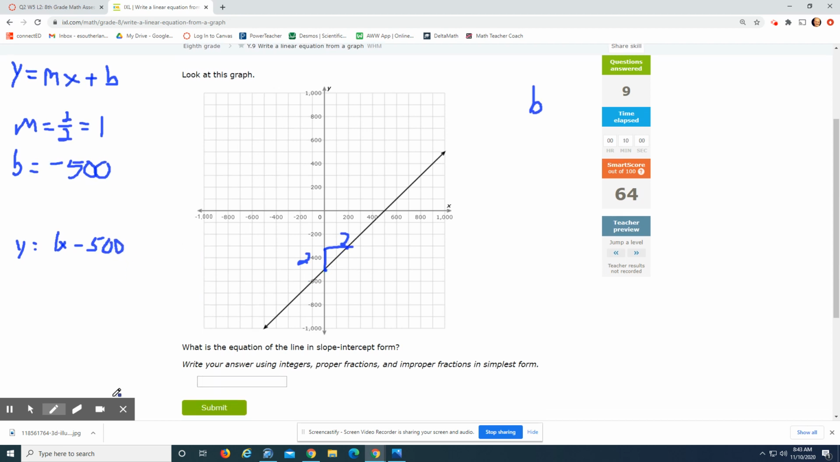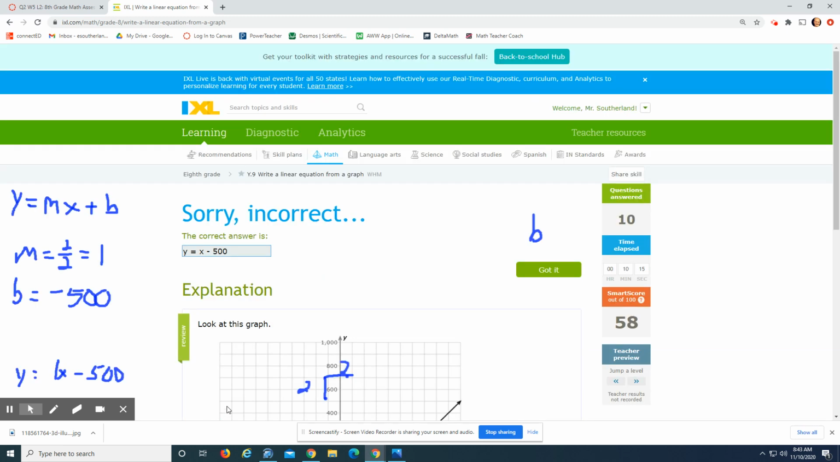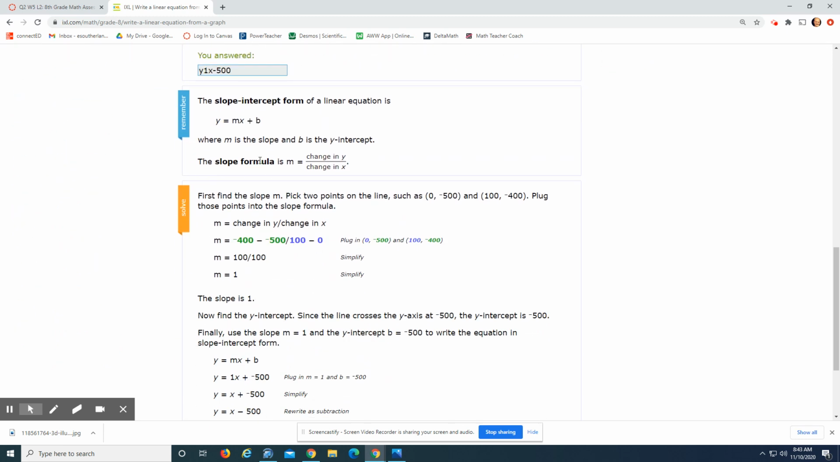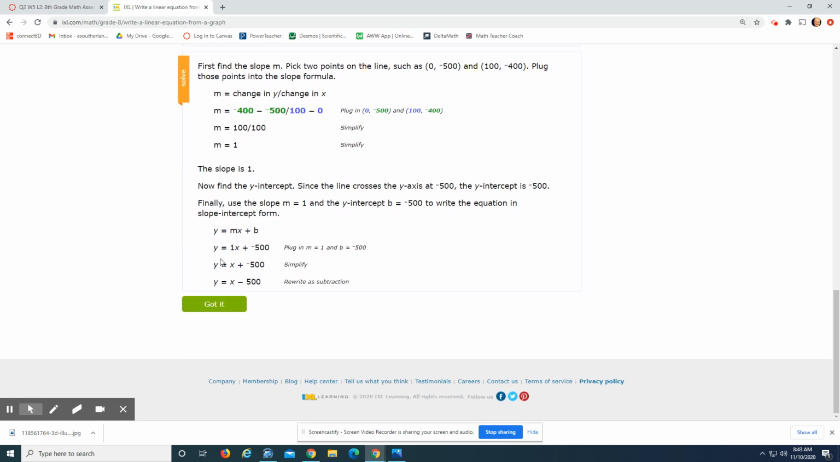And so I'm going to write it in wrong on purpose. y equals 1x minus 500. Now you'll notice that I simply forgot the equal sign. We'll click submit, and we get it wrong. Now, let's look at their explanation. It tells you how to figure out slope. It tells you all this information here, right?